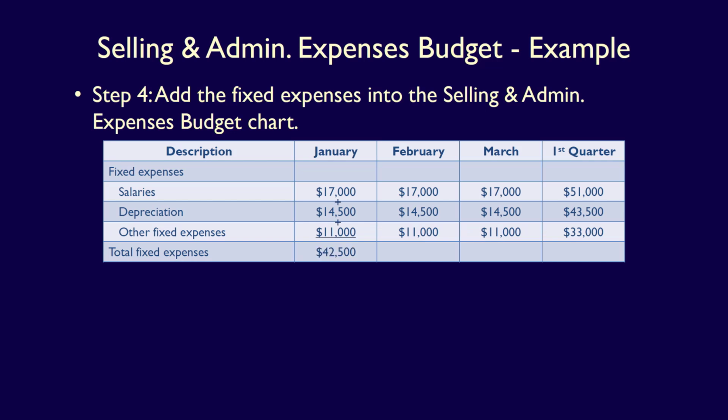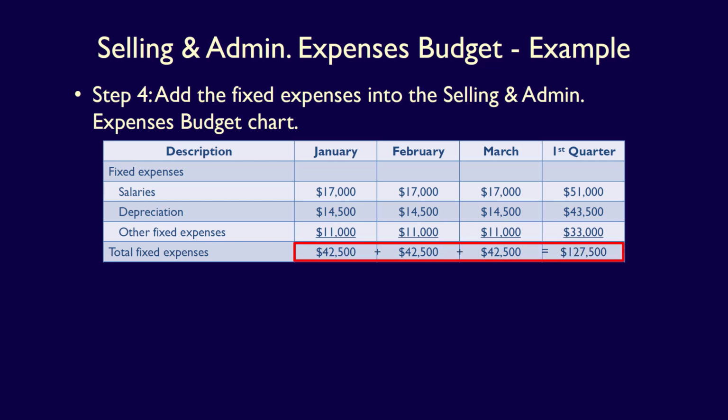Total fixed expenses is the sum of each of the columns. Note that the columns total for every month will be the same. In this case, $17,000 plus $14,500 plus $11,000 is equal to $42,500 for January. But note that it's identical for February and March because fixed expenses don't change. Not within the relevant range, at least.